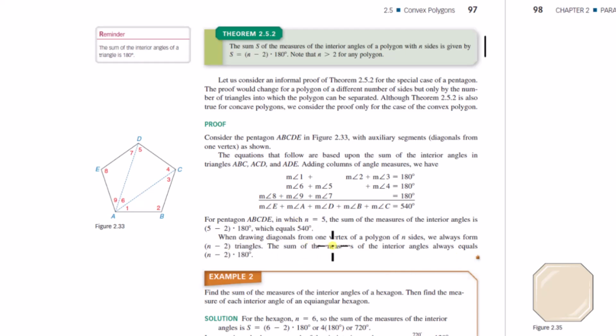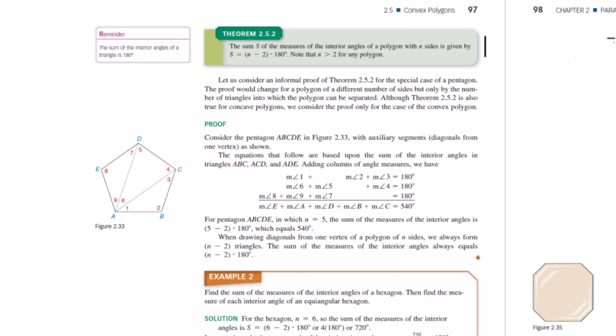When drawing diagonals from one vertex of a polygon of n sides, we always form n minus 2 triangles. So that's the idea. Again, you're not going to count the number of triangles you can form based on the number of diagonals. This has more than 2 diagonals. There's another diagonal. There's another diagonal, right? So the number of triangles you can break the polygon up into with diagonals is not the same as the number of diagonals. It's actually going to be the number of sides minus 2. And that's the actual number of triangles you can break it up into.